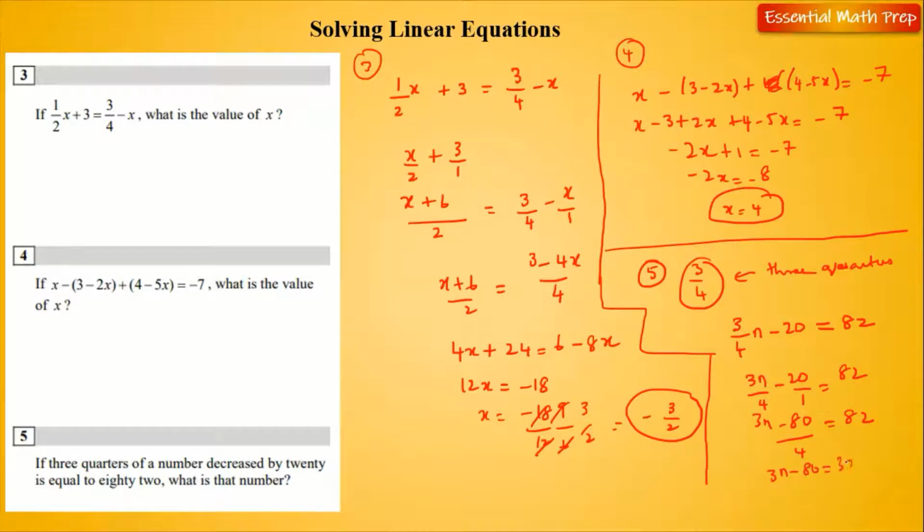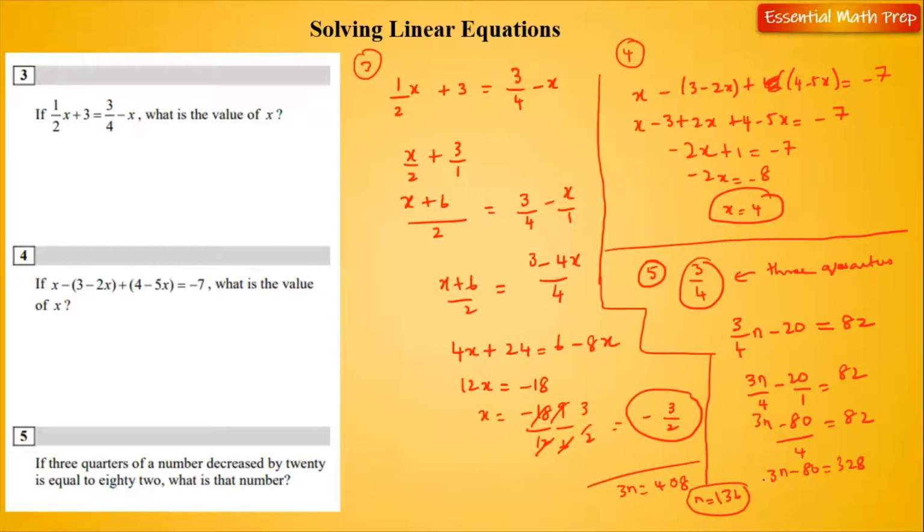So 3n minus 80 equals 328. You can add 80 on both sides. So that's 408. So 3n equals 408, n equals 136. That's the number.